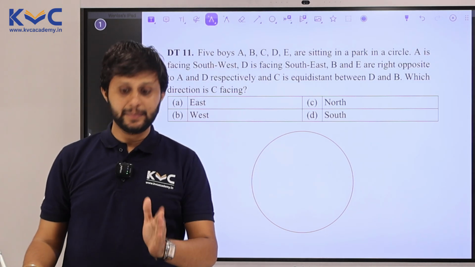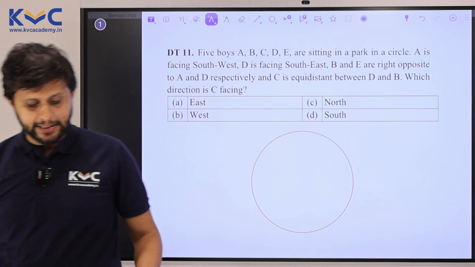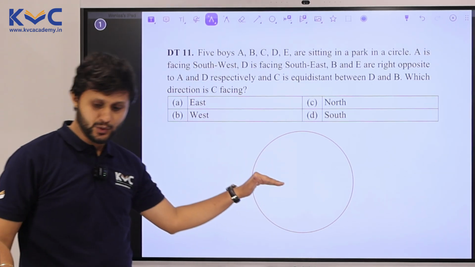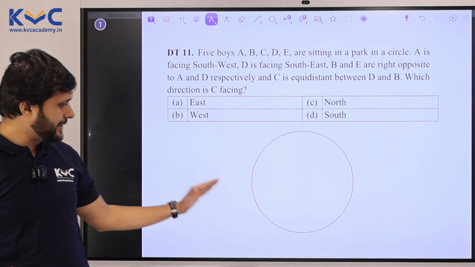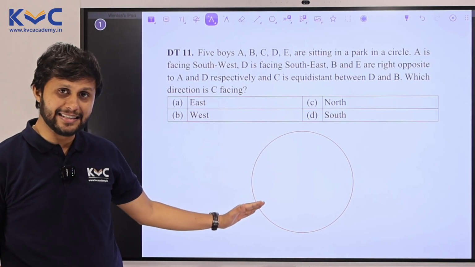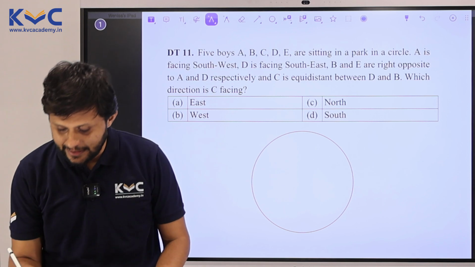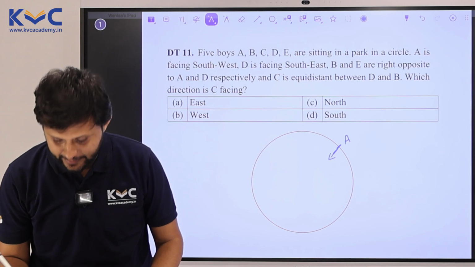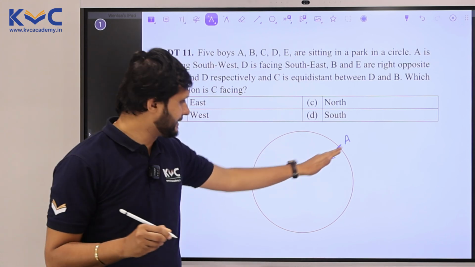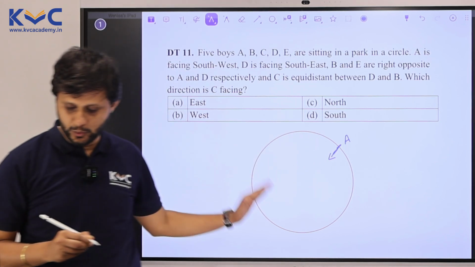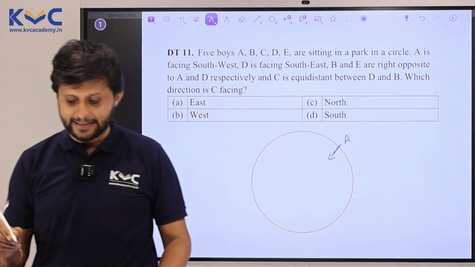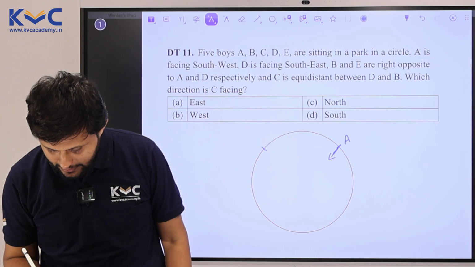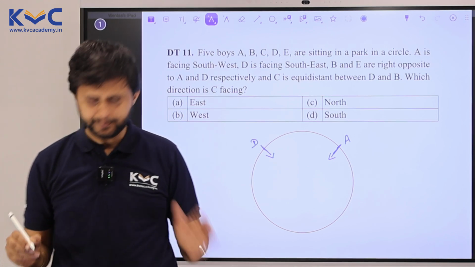A, B, C, D, E are sitting in a circle. A is facing southwest. Where is southwest? South is over here. West is over here. Correct? But southwest is facing here. A is facing here. That means where is A sitting? A is sitting over here, facing this side. Down it will be south. This is southwest. D is facing southeast. Where is southeast? South and east. That means D is sitting over here facing this side. Correct.